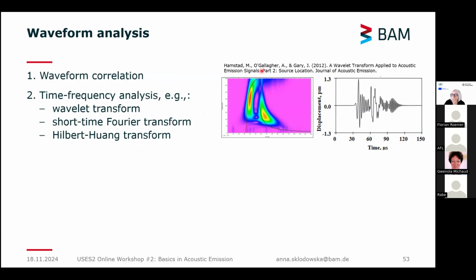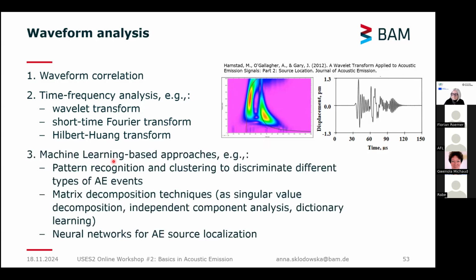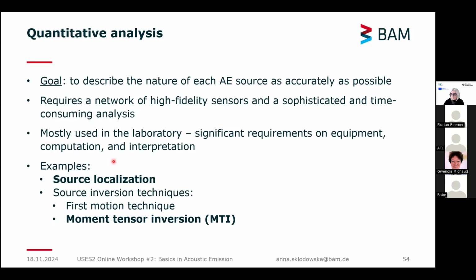This is an example of a wavelet transform of an acoustic emission signal. The axes are not very visible, but we have a time-frequency axis. We can look at the dispersion of the wave or whatever anyone wants. And there is potential for machine learning based approaches like pattern recognition, matrix decomposition techniques or neural networks for acoustic emission localization.